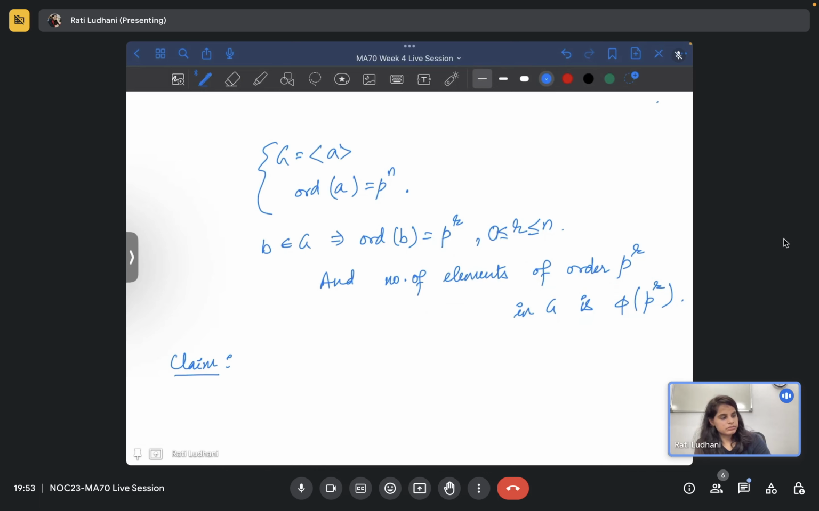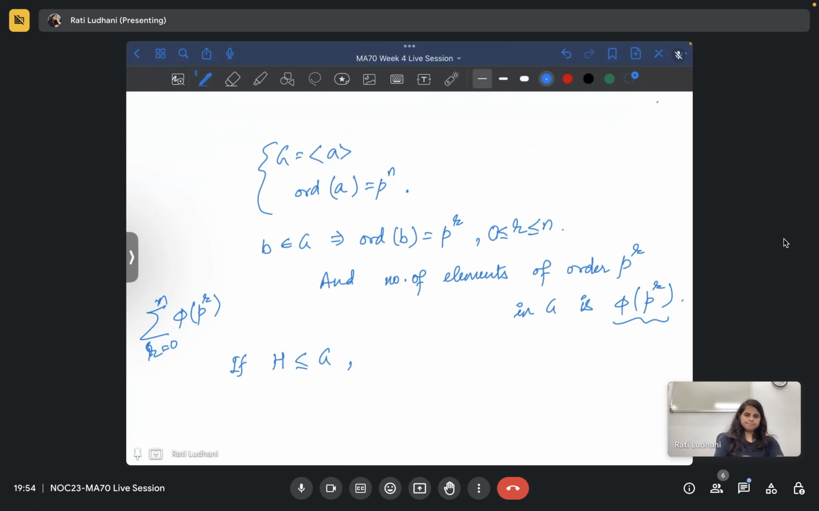Okay, should I add one more thing? So any subgroup, one more thing, from Lagrange's theorem again, if H is a subgroup of G. So over here we can say that, summation of phi of p raised to r, where r goes from 0 to n, will be equal to phi of p raised to n, exactly, p raised to power n. So from this I can conclude that, whatever you are saying, you can actually say this is unique. That's the word maybe you are looking for.